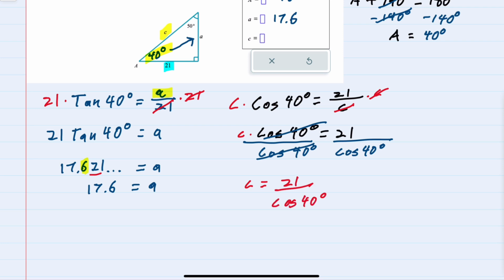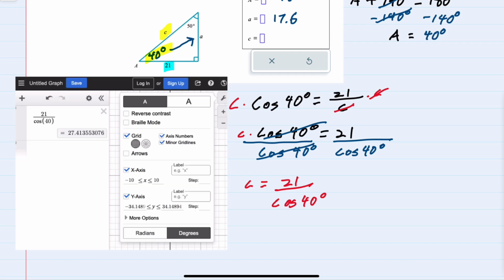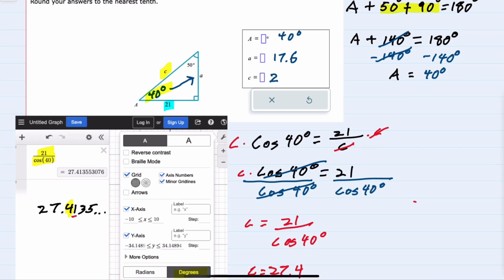Again, using a calculator, here I've used Desmos again, 21 divided by cosine 40, being sure that I am in degrees, gives me this 27.4135 and so on. Rounding to the nearest tenth, the tenths place has a 1 behind it, so we would round down. c is equal to 27.4. So writing that in here, 27.4, we have found the missing angle and both missing sides.